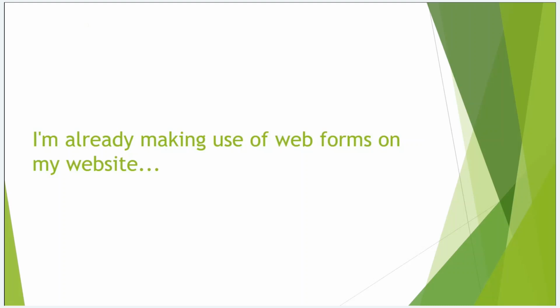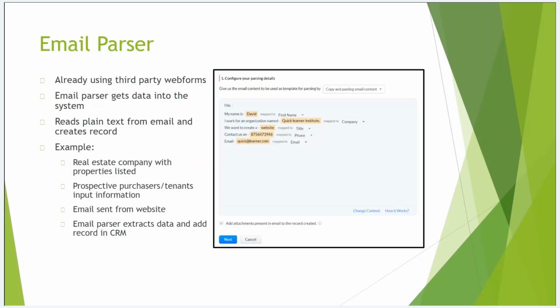If you're already using third-party web forms on your website, but you want to get data into your system, there are a couple different options. The first is called an email parser. So again, this is if you're already using third-party web forms. The email parser can get the data into the system.